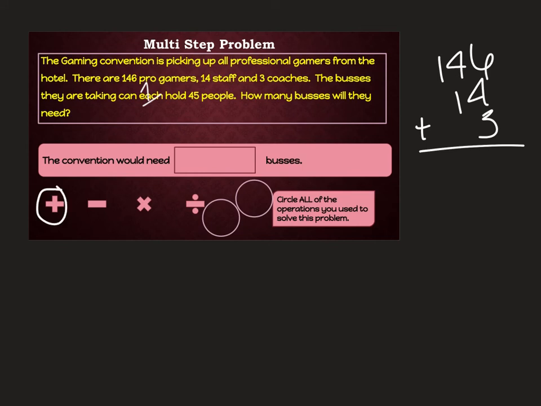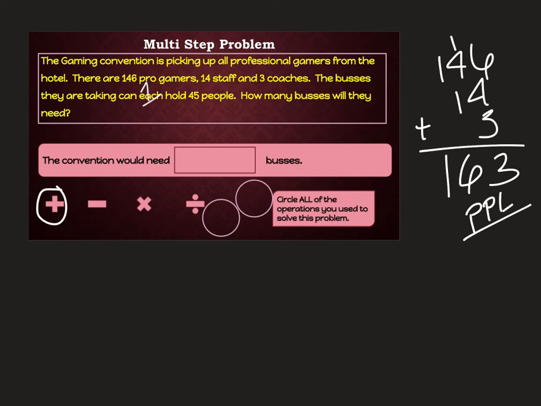6 plus 4 plus 3 is 13. 4 plus 1 plus 1, 4, 5, 6, and 1. So there's 163 people. That is all of the personnel that will be riding the bus. Now, the second part of operation is the buses they're taking can each hold 45 people. How many buses will they need?